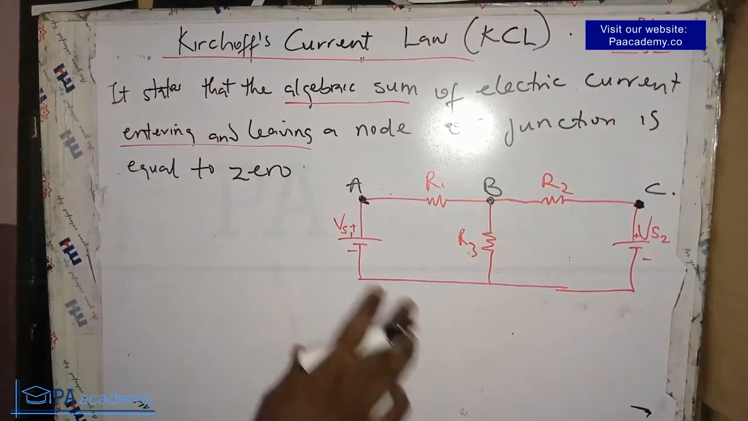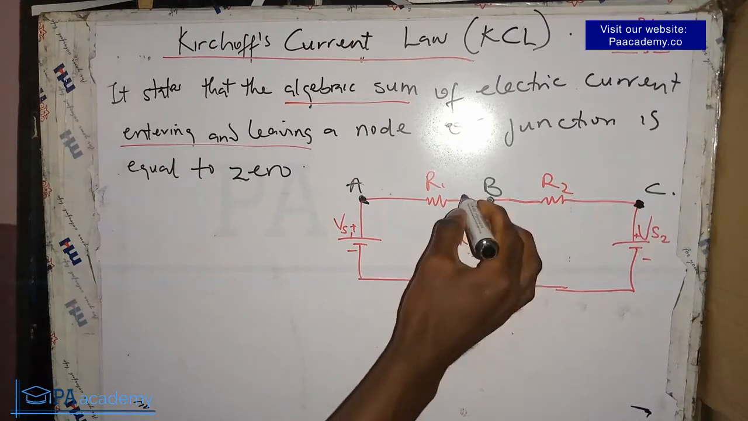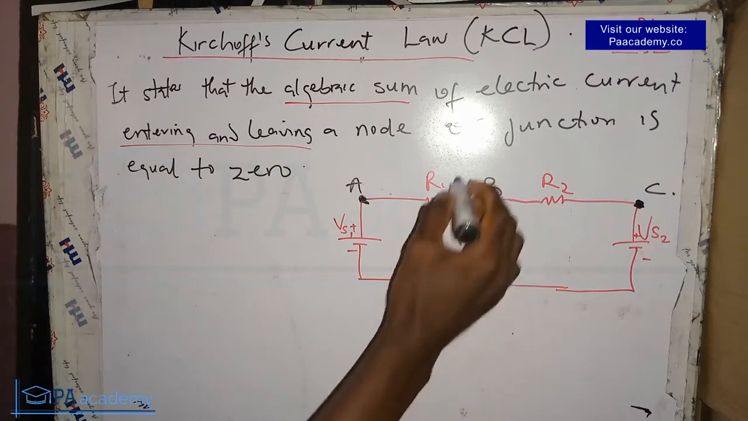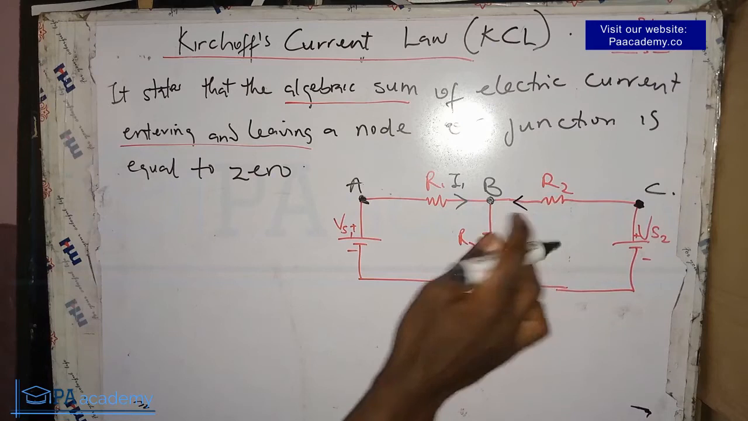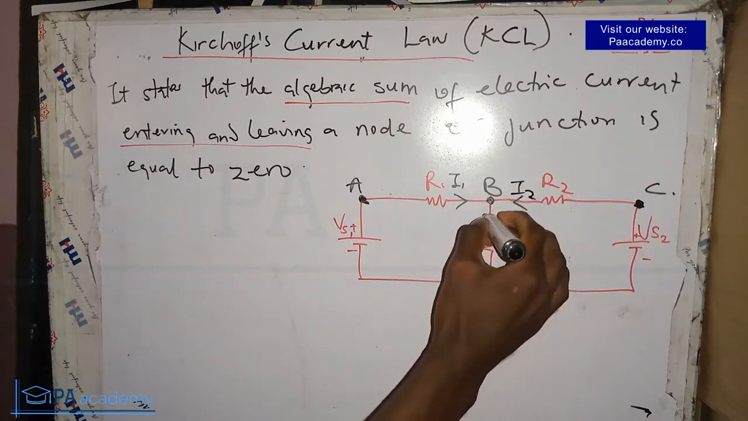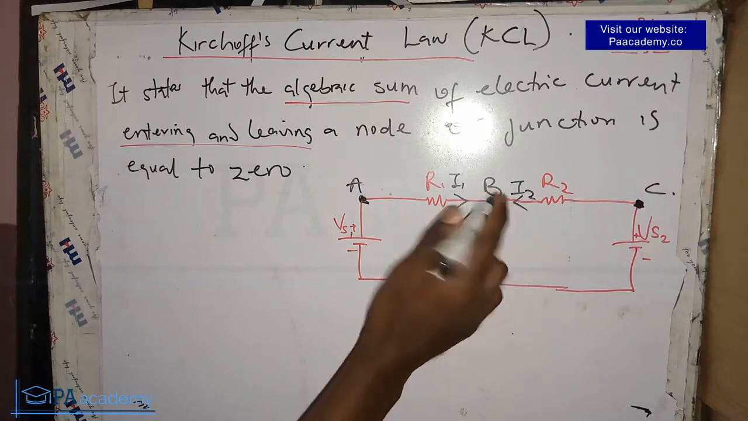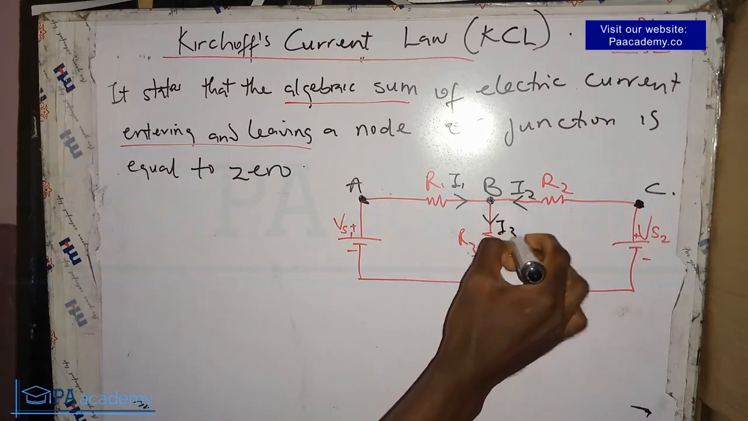Now let's say at this particular node we have currents entering this node like this. Let's call this current I1. We also have another current entering from this direction. Let's call this I2, and then we have another current leaving this node B. So let's call it I3.